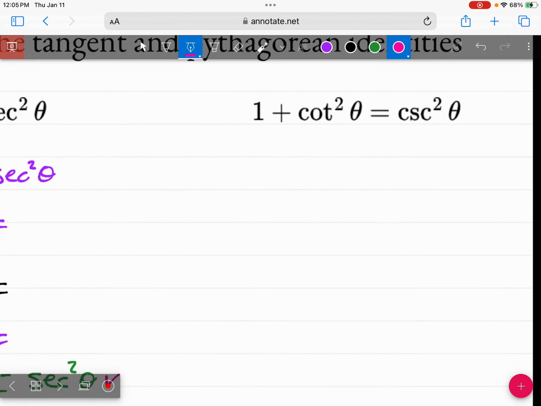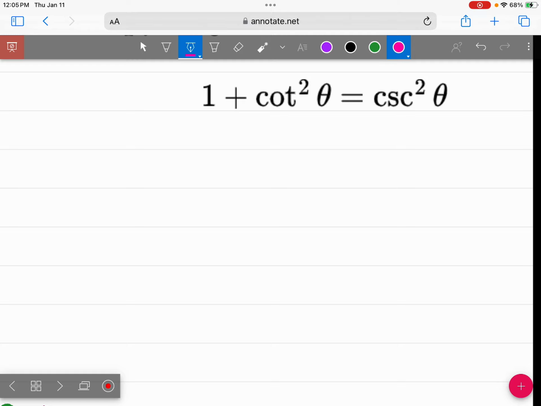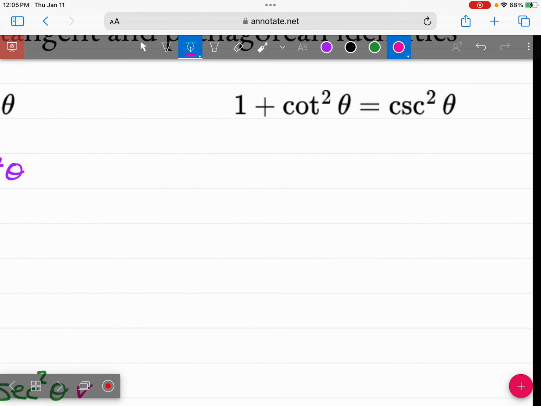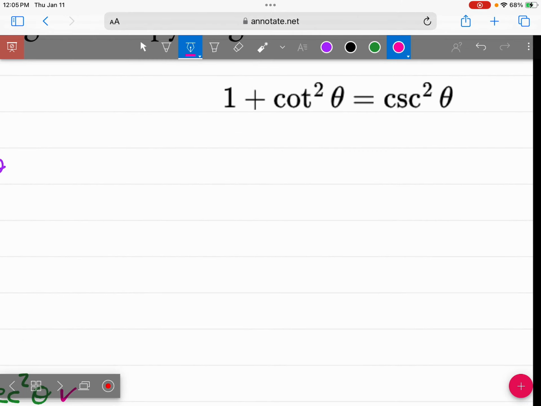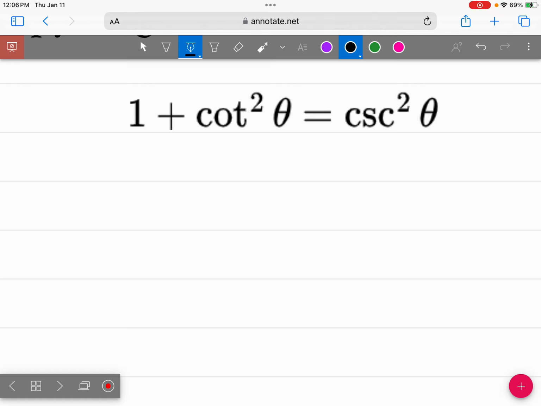I'm sure you're probably close to the end of time in class, but I'm going to do the last one. It's the same kind of vibe. So we're going to prove this last identity. We're going to take our cotangent squared and switch that into sines and cosines. And we're going to try and make the left-hand side match the right-hand side.